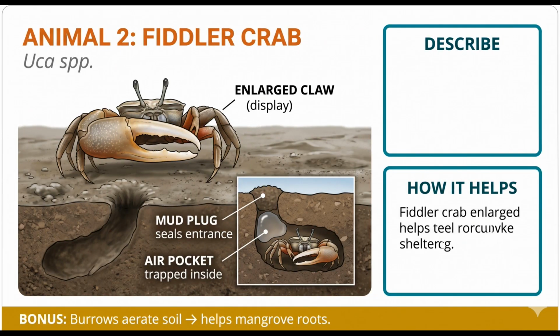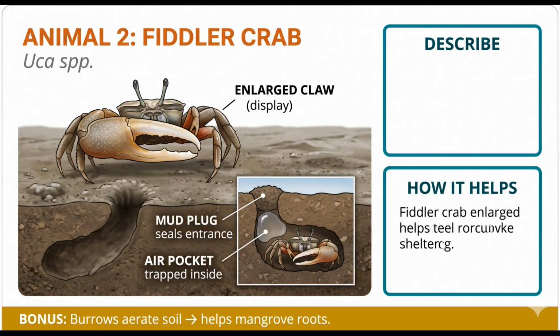Animal 2, the Fiddler crab. The Fiddler crab is famous for one thing. The male has one claw that is enormously enlarged, sometimes as large as the rest of its body. It uses this for display and territorial signaling. But the adaptation we're interested in is its burrowing behavior.